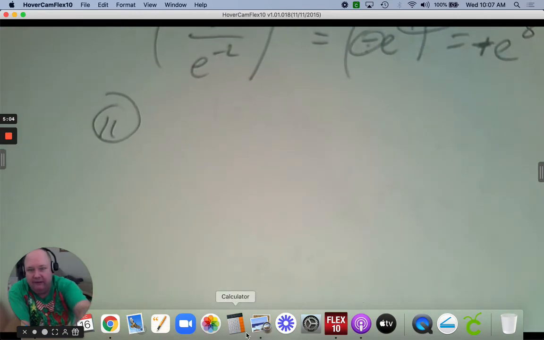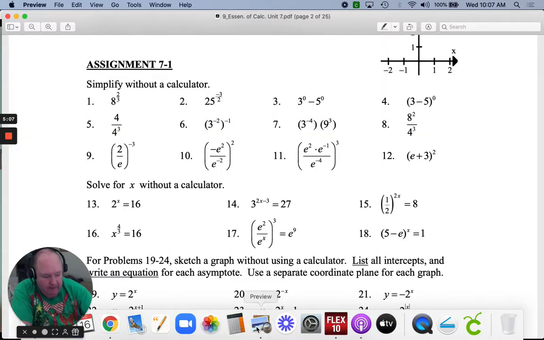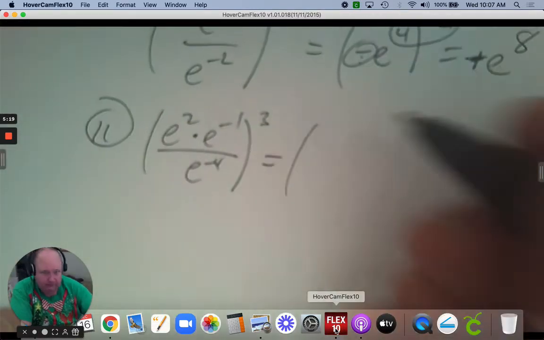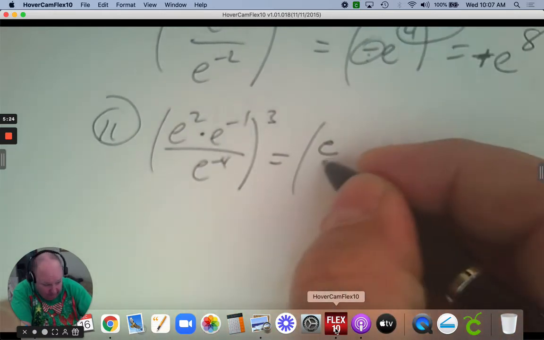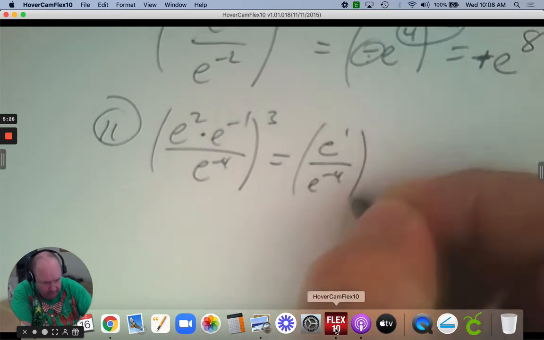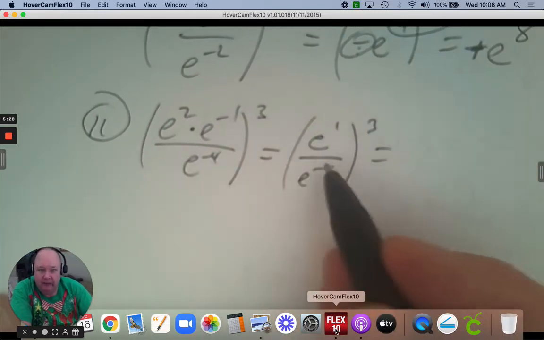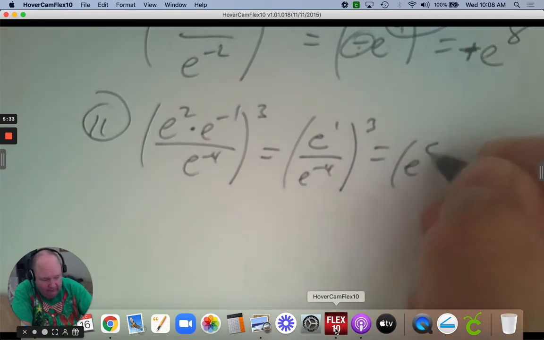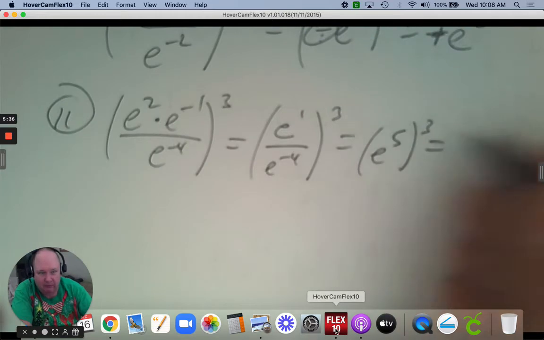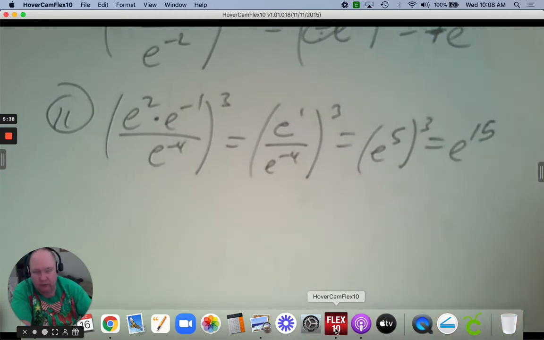Number 11, e squared times e to the negative 1 over e to the negative 4. Remember, e in math is a number. So start with the numerator. When you're multiplying with the same bases, add the exponents. It's e to the 1. When you're dividing, subtract. So 1 subtract negative 4 is e to the 5. Know your exponent rules.